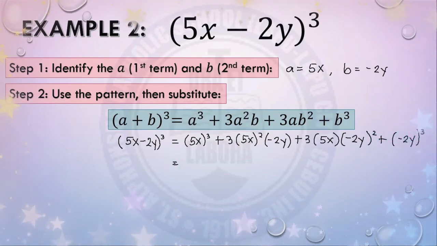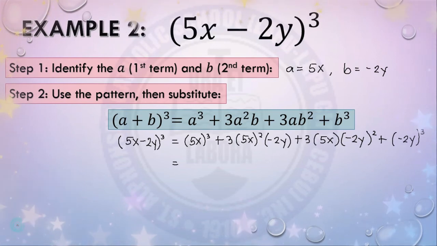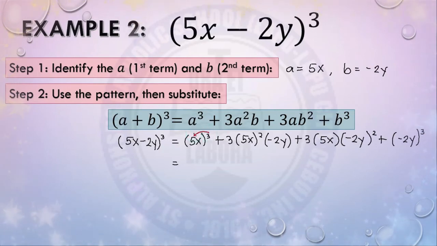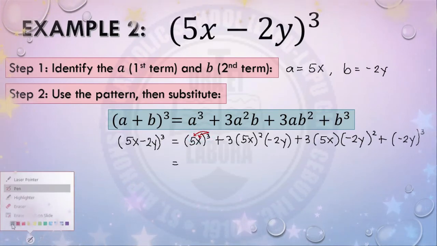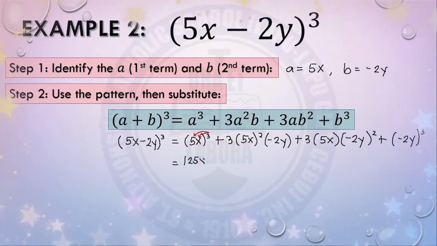Then simplify further. What is 5x cubed? Please be informed that the answer is not 15. 5 cubed is not 15. Meaning you're going to multiply 5 by itself 3 times, meaning 5 times 5 times 5. So what is 5 times 5 times 5? The answer is 125x cubed.